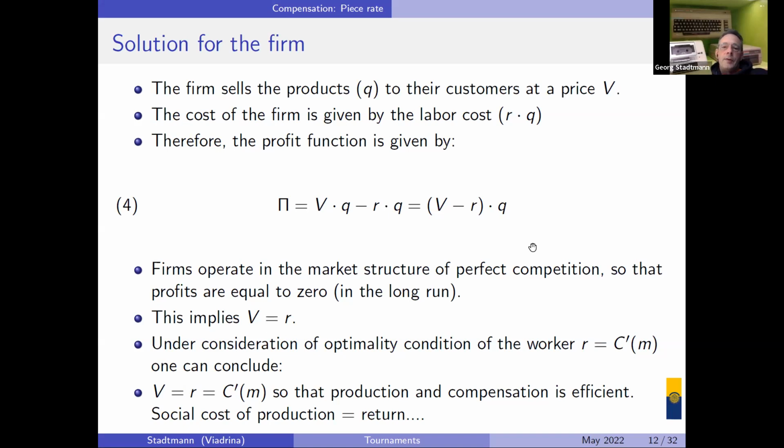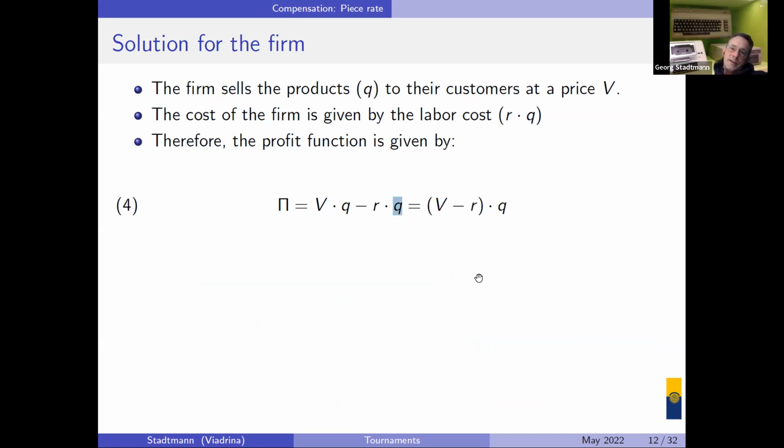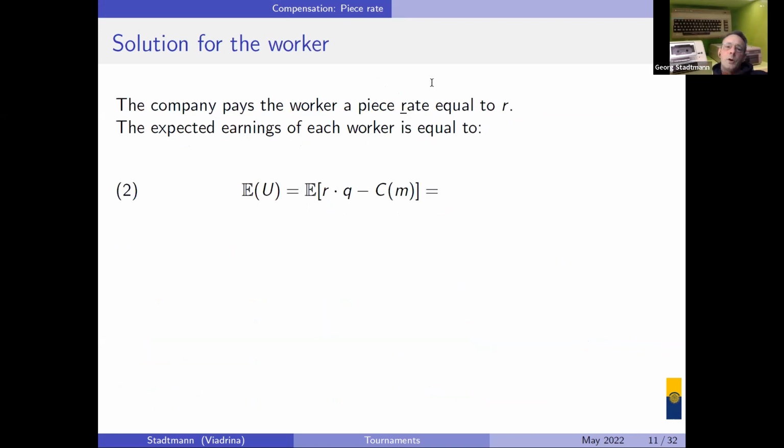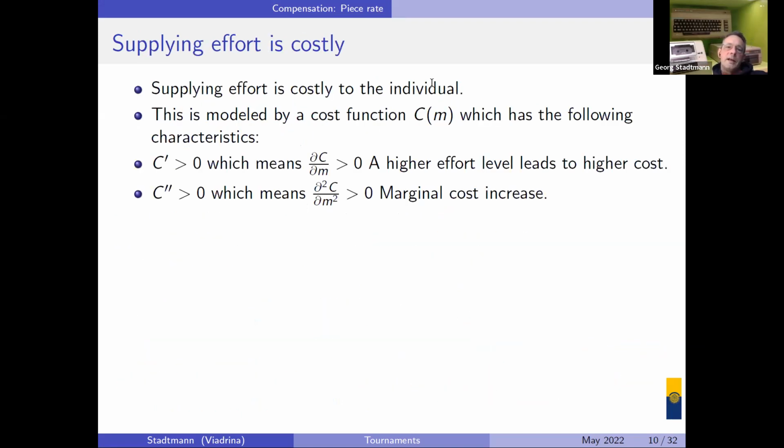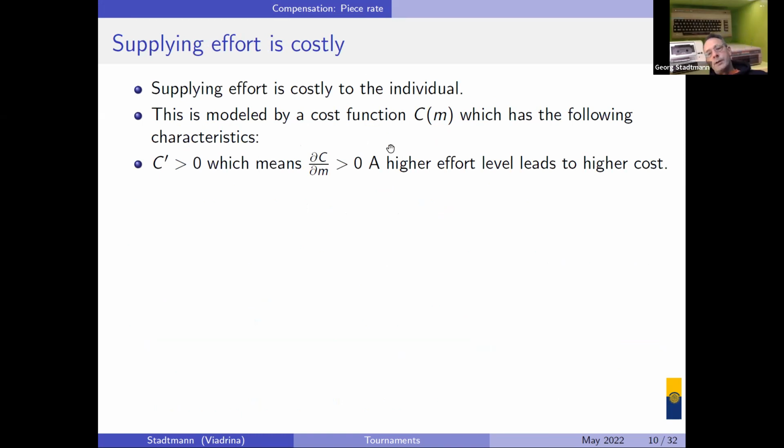This is the basic setup in the beginning of this Lazear-Rosen paper, where we look at the piece rate scenario. What you have to remember is the cost function is very important. What is also important is the market structure the tournament organizer is operating in. It is the market structure of perfect competition, so that the tournament organizer is not able to generate a profit in the long run.